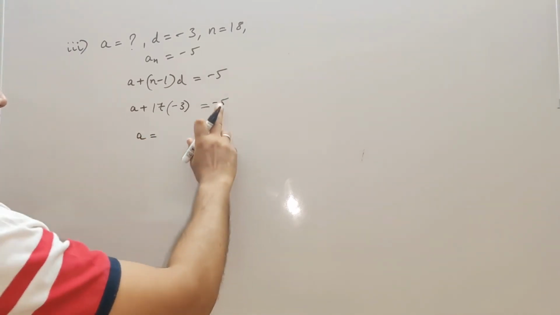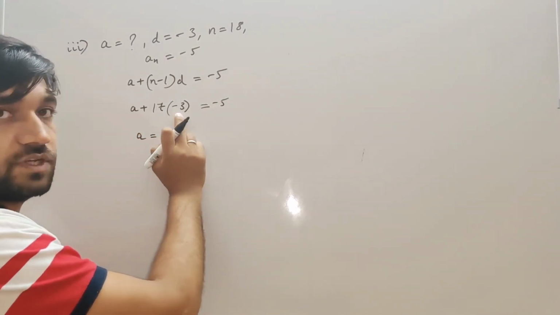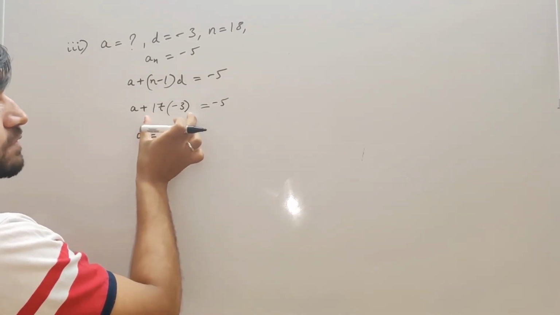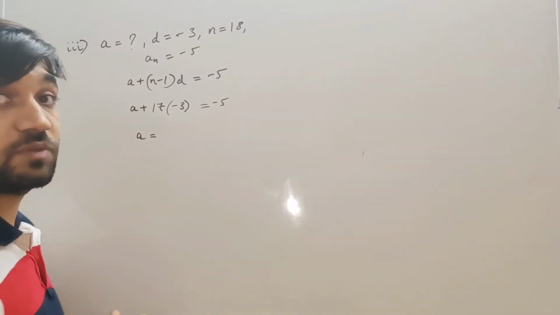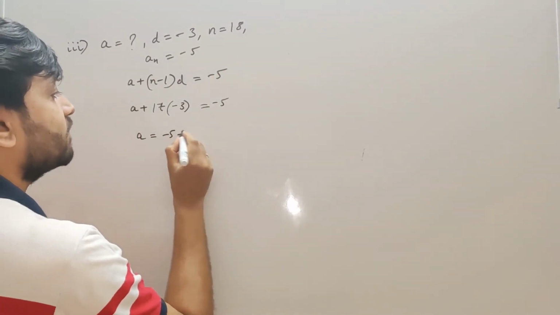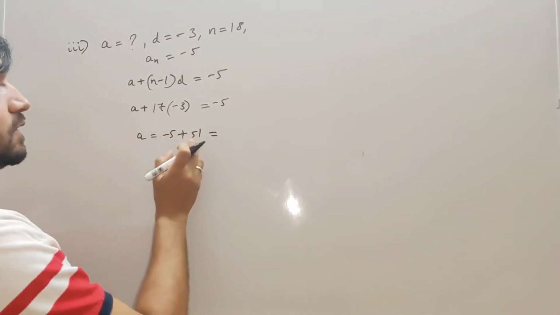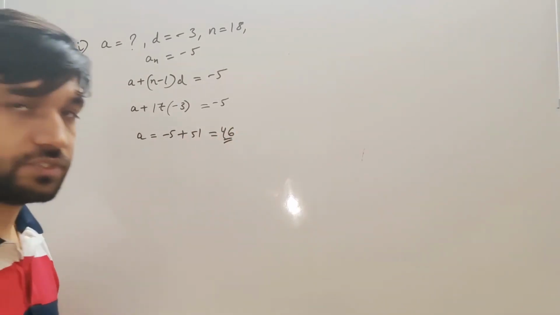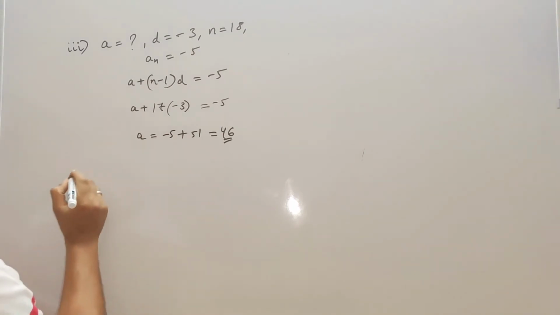So a plus, 17 into minus 3 gives you minus 51, is equal to minus 5. Minus 51 goes to the other side and becomes plus 51. So we have minus 5 plus 51, which gives you 46. So a is 46.